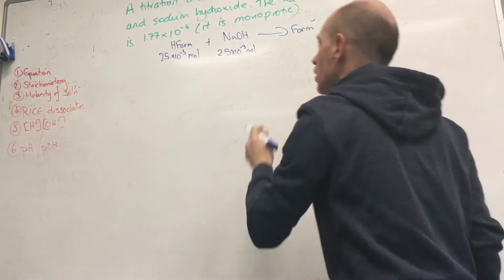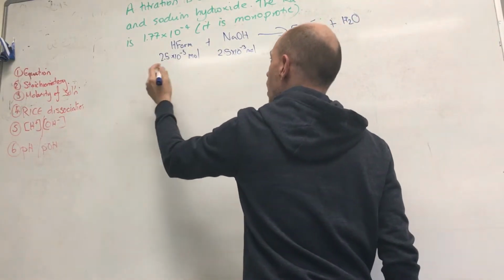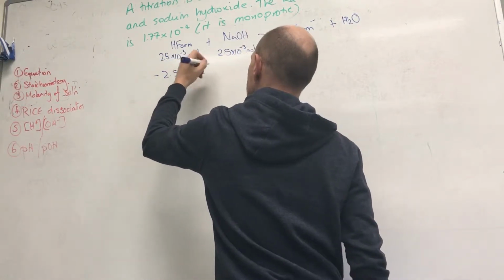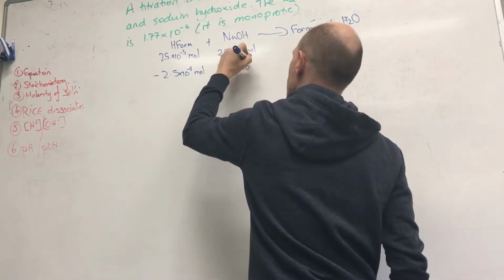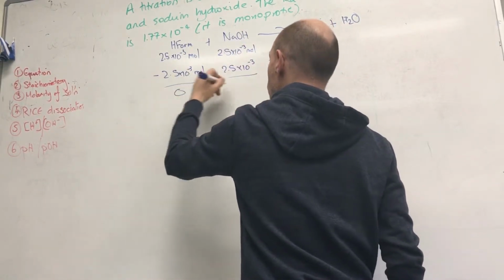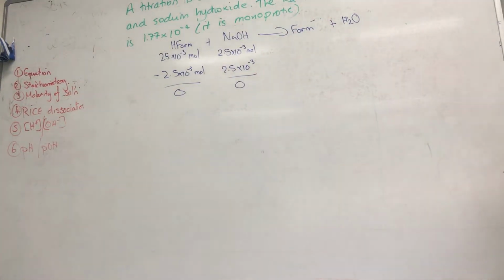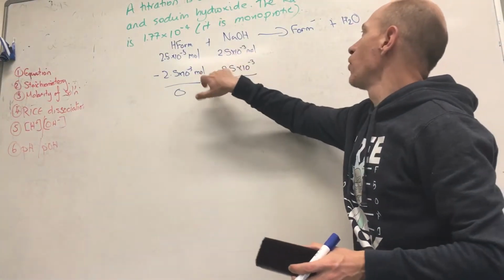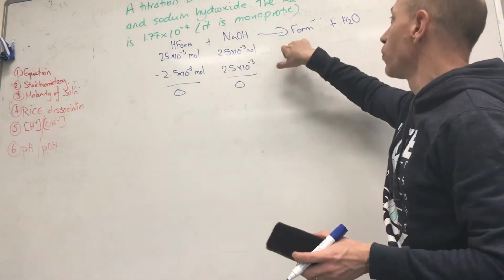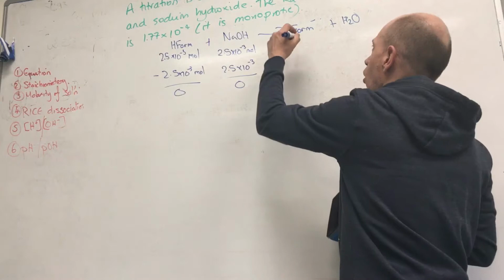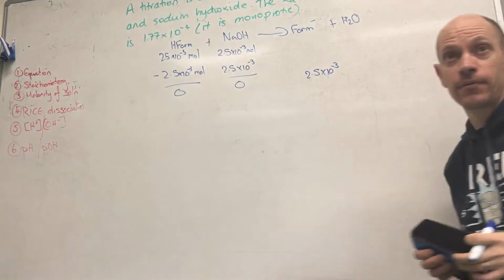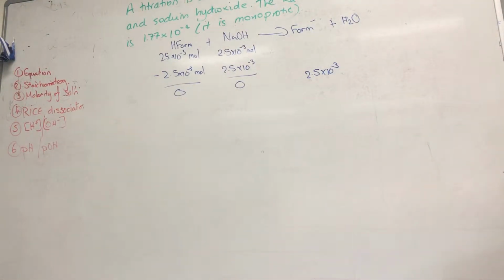H2O. Okay, so if we've got 2.5 moles of this and 2.5 moles of this, we subtract 2.5 times 10 to the minus 3 moles, 2.5 times 10 to the minus 3 moles. And that's going to give us 0 of both of those things. Does everyone agree? Because they're at equivalence point, they cancel each other out. If we do that, we make 2.5 times 10 to the minus 3 moles of water and 2.5 times 10 to the minus 3 moles of the formate ion. Because it's cancelled out.